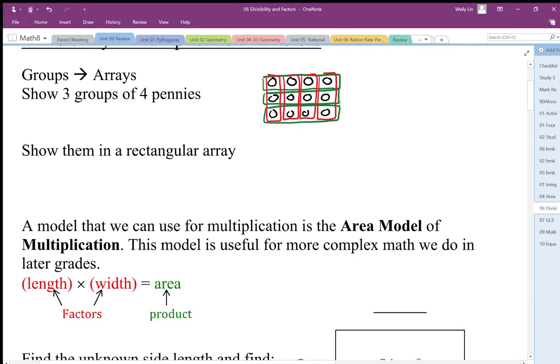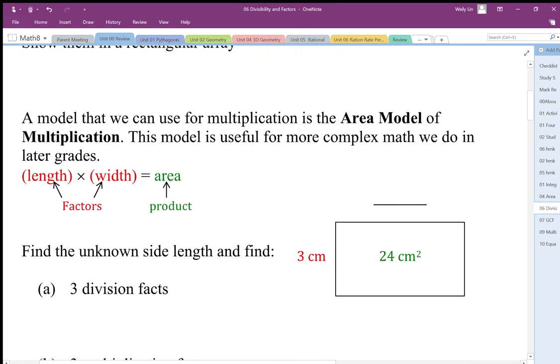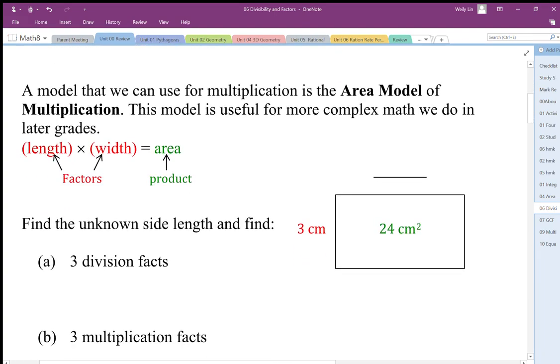So the model that we're going to use for multiplication is the area model. And this area model allows us to do simple math calculations, or we can use it for more complex algebraic expressions. So this area model is very important. It's really important to understand how it works. The area model basically is that we have length times width equals area. So the length and width along the edges represent factors, or the multipliers, and the area inside, or the space inside, is the answer to that multiplication.